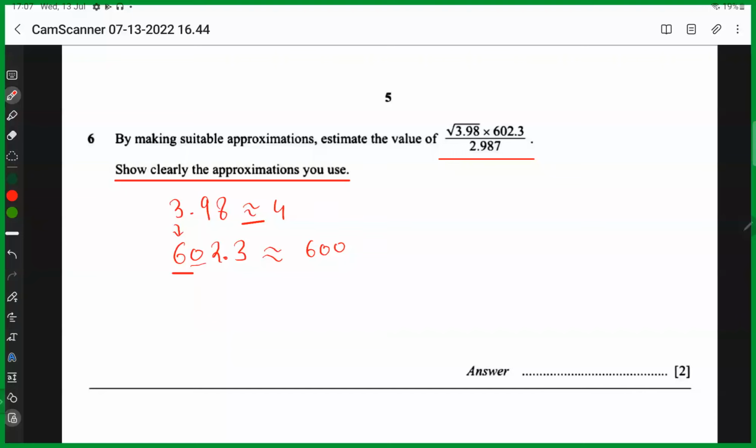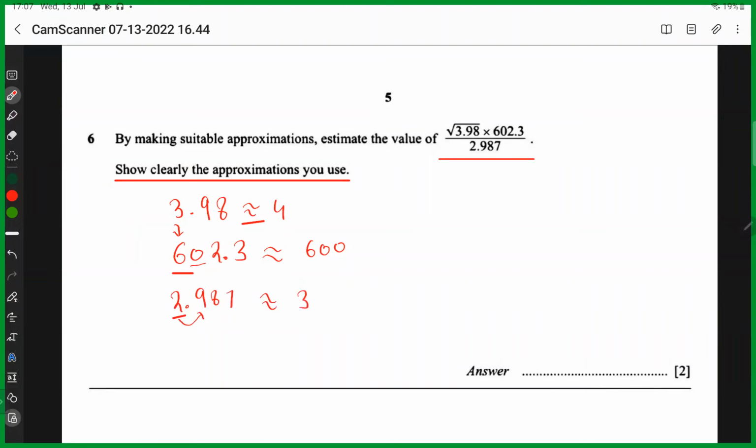And the last number is 2.987. So I can round it off to one significant figure only, so I am looking at the number after 2, which is 9. 9 is certainly greater than 5. Whenever the next digit is greater than 5, we add 1 to the previous one and it would become 3.